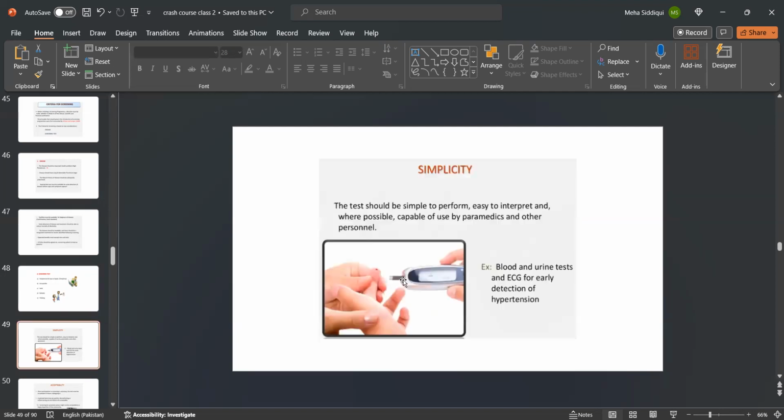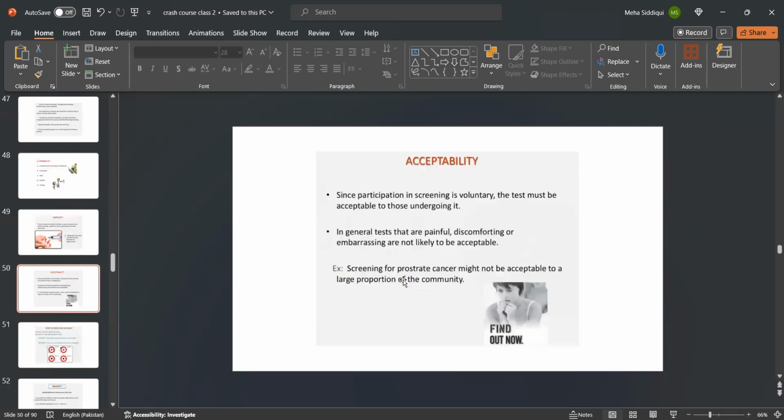Simplicity. It means a test should be simple to perform, easy to interpret where possible, capable of use by paramedics and other personnel, like blood and urine tests and ECG for early detection of hypertension. Acceptability. Since participation in screening is voluntary, tests must be acceptable to those undergoing it. In general, tests that are painful, discomforting, embarrassing are usually not acceptable.